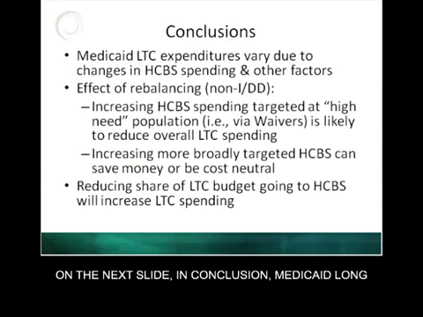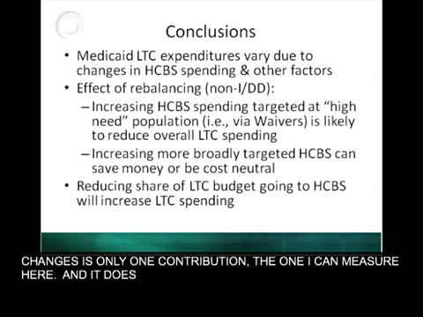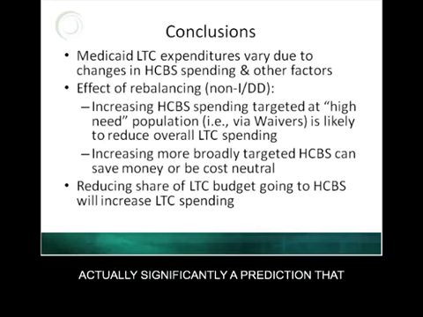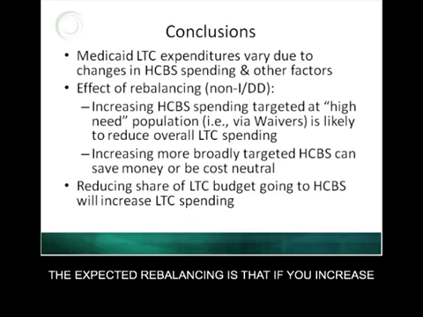Okay, so on the next slide, in conclusion, Medicaid long-term care expenditures vary due to changes in home and community-based services spending and other factors that I haven't measured. So changes in home and community-based services spending is only one contribution. It's the one that I can measure here. And it does seem fairly convincing to me anyway that the model significantly predicts that rebalancing has an effect on spending, and rebalancing has a good effect on spending.